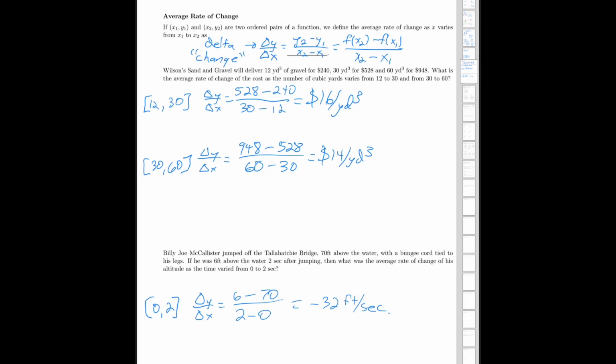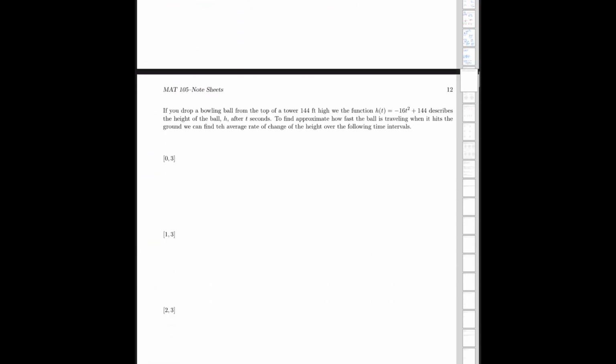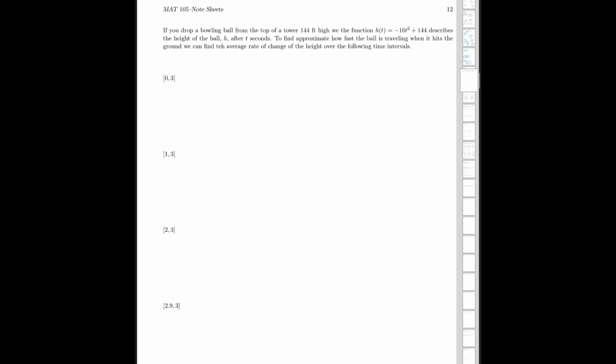Now, in both those examples, I gave you the x and the y value. However, we could do this, if we look on the next page, with an equation. So for example, here, it tells me that if you drop a bowling ball from the top of a tower 144 feet high, the function h of t equals negative 16t squared plus 144 describes the height h of the ball after t seconds. To find approximately how fast the ball is traveling when it hits the ground, we can find the average rate of change of the height over the following time intervals.